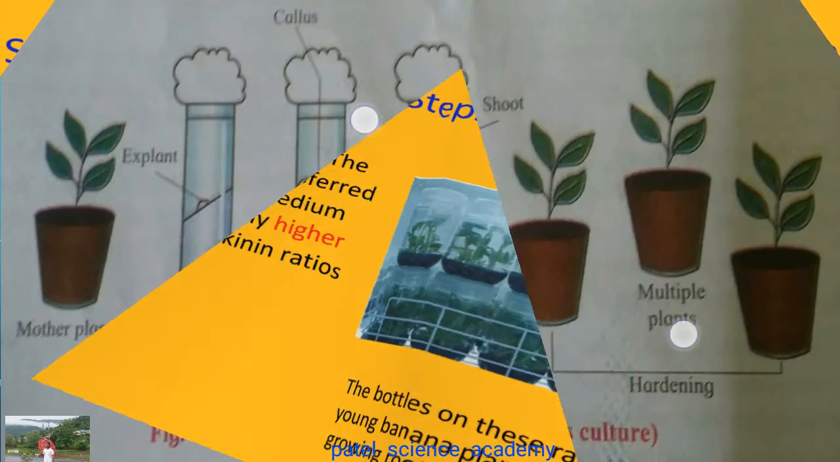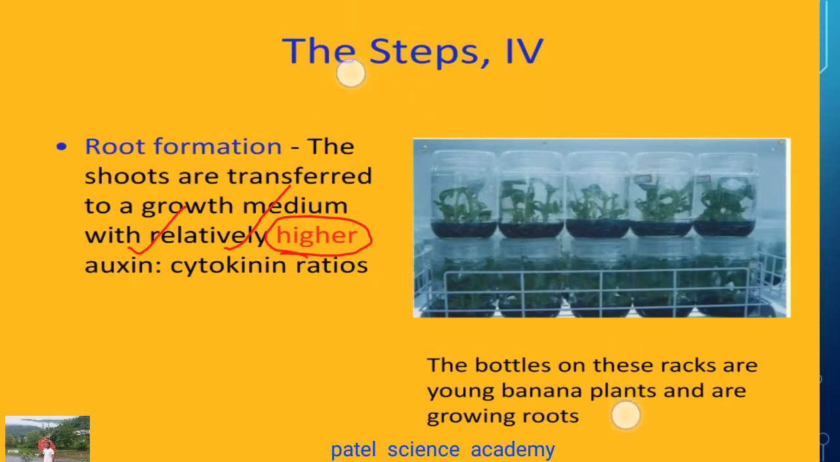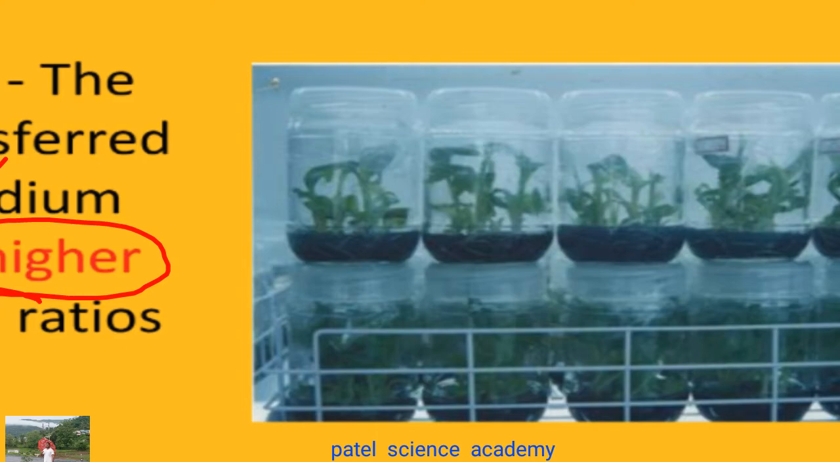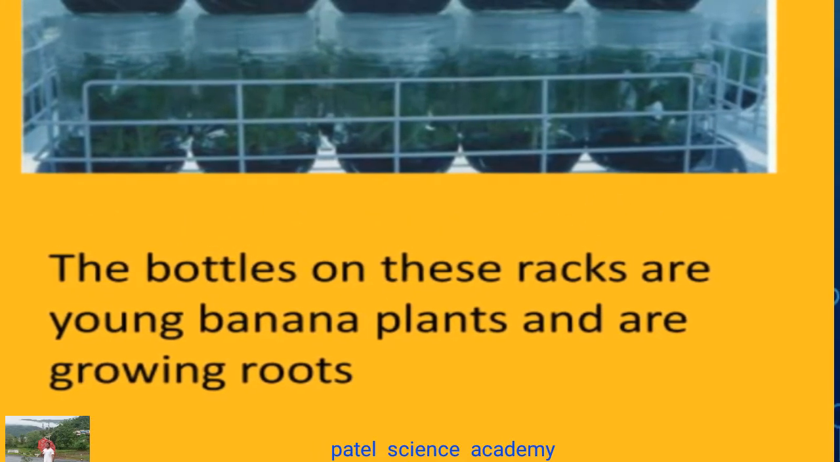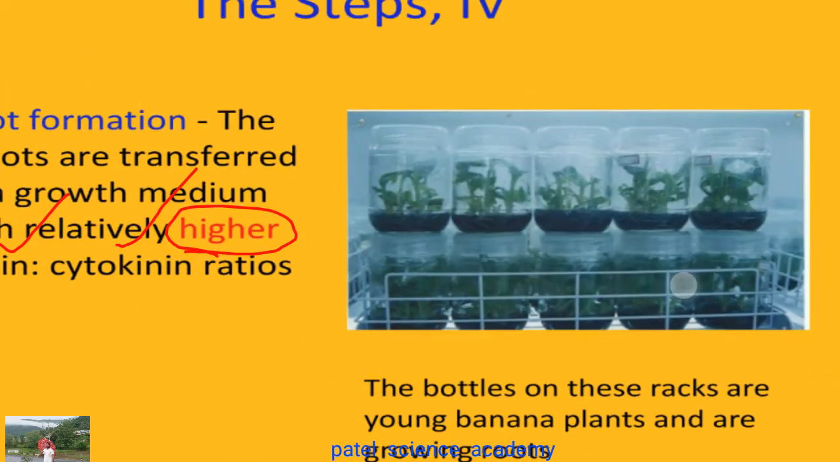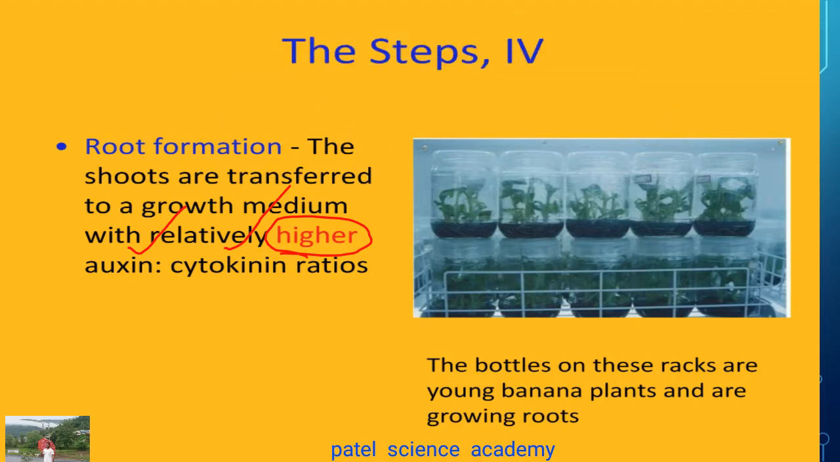So you can see here now, dear students, this root system and shoot system is developing there. The bottles on these racks are young banana plants and are growing roots. So you can see here this is the banana root, developing root by plant tissue culture. So I hope, dear students, you have understood this fourth step too.